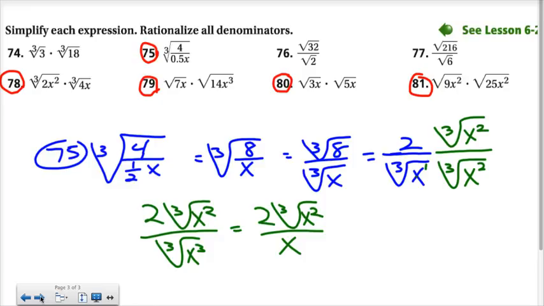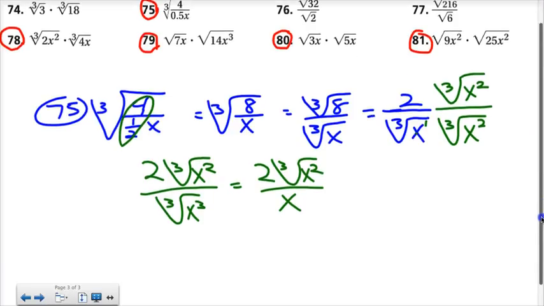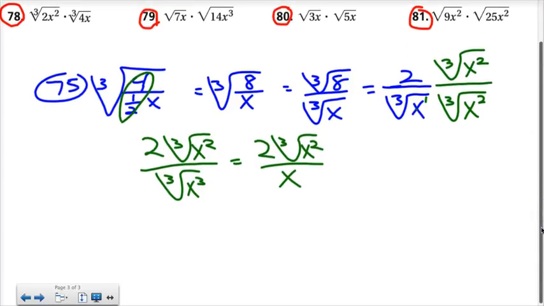Again, it's always that focus on the denominator, but for this problem especially, you want to notice right away that 4 divided by 1/2 is 8. Makes the problem so much easier. All right, let's look at 78.